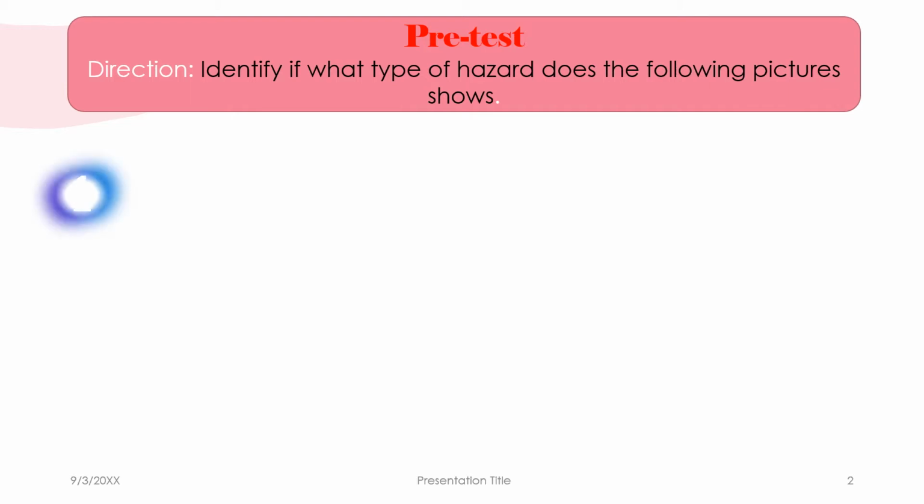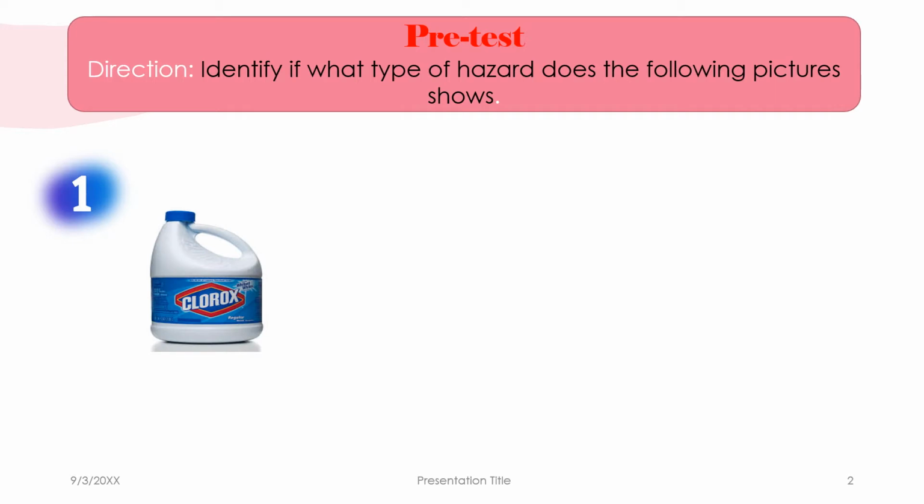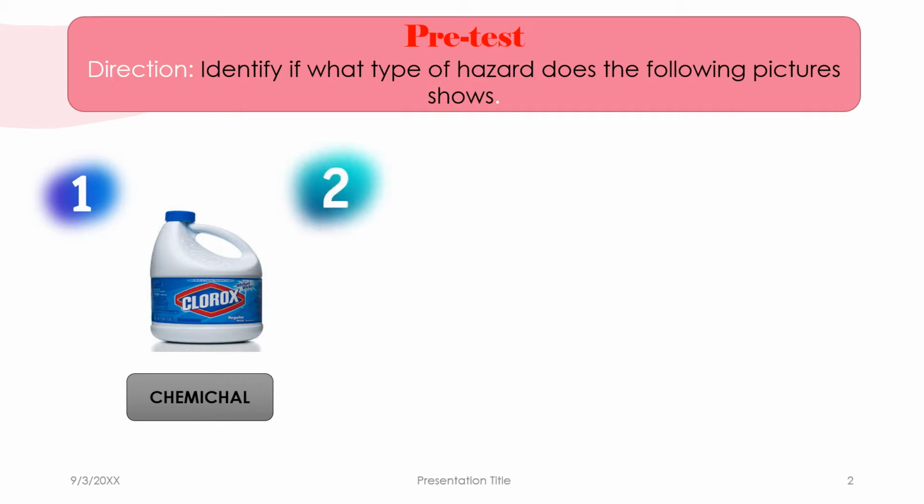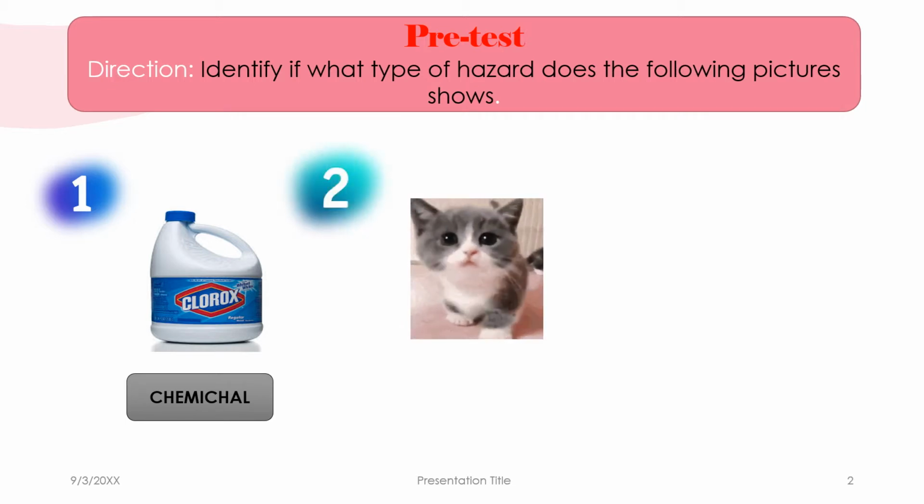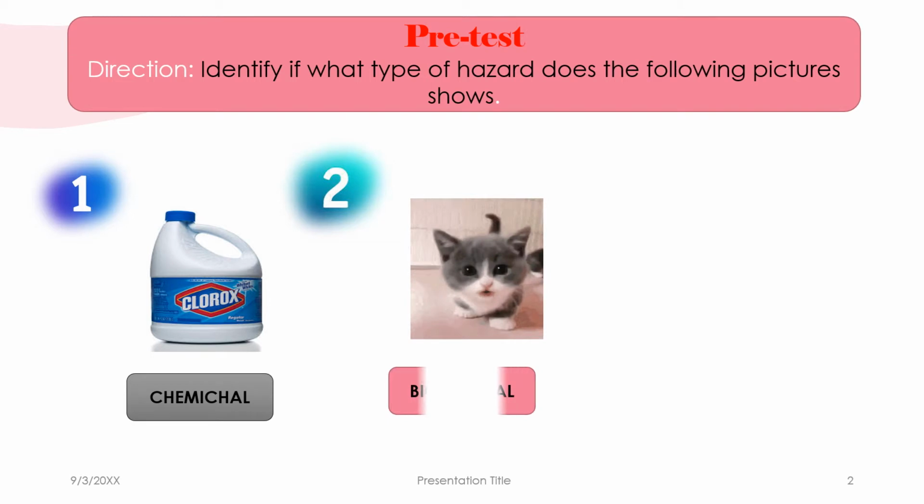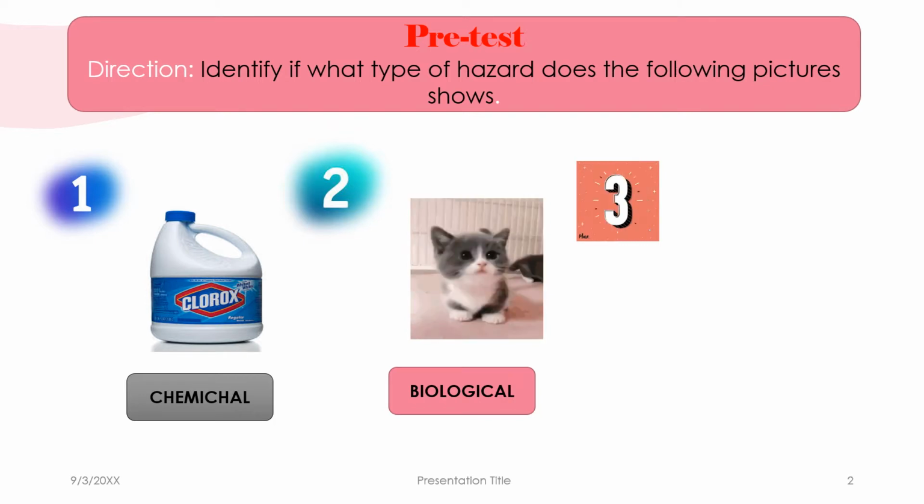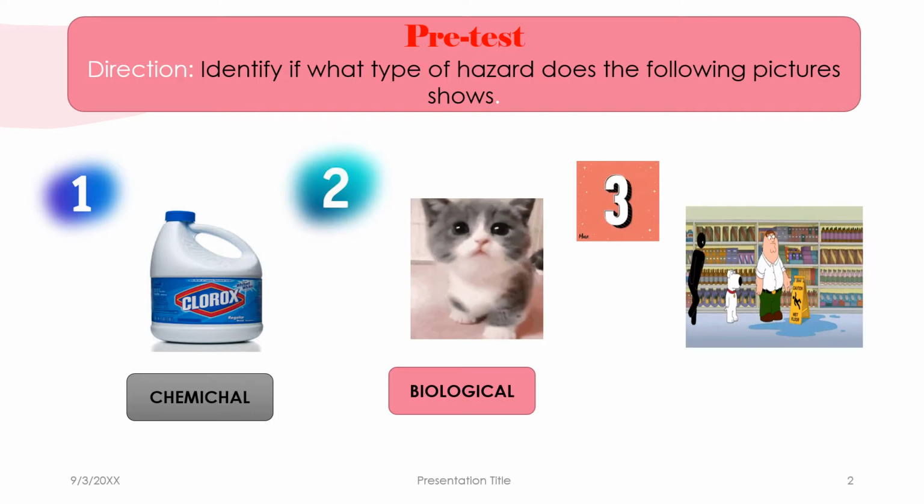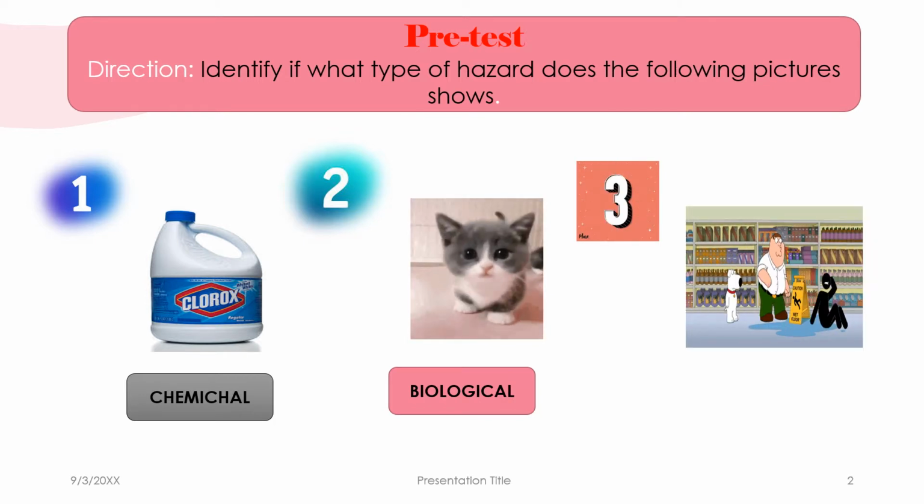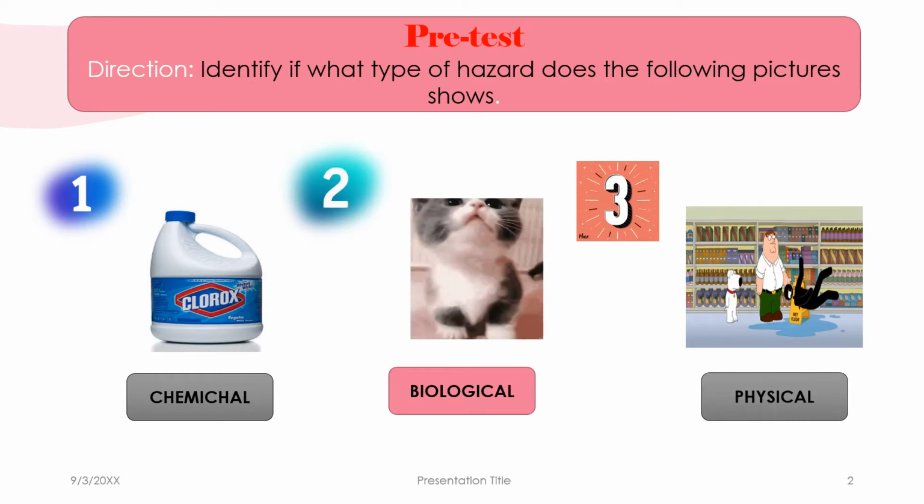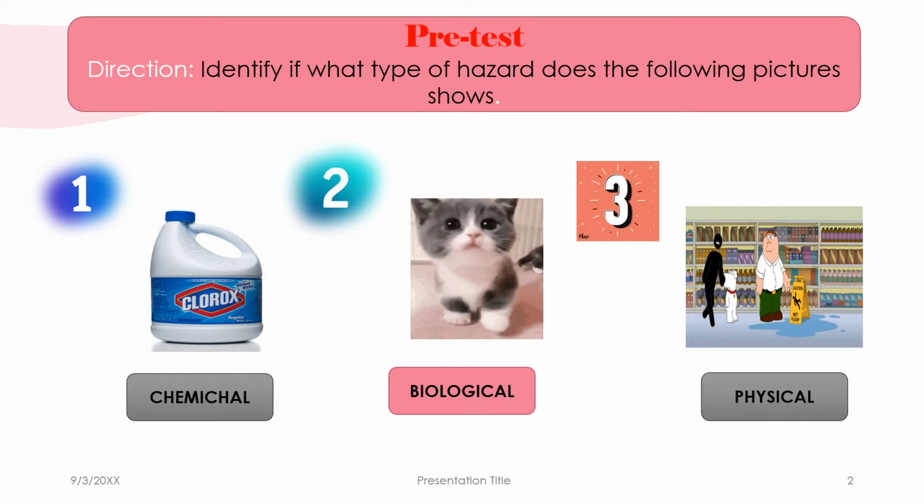Number 1. Okay, so what do you think this is? So that is chemical hazard. Next, number 2, the cat. So the cat is a biological hazard because of the rubbish. Next, number 3, the wet floor. So the wet floor is an example of physical hazard.